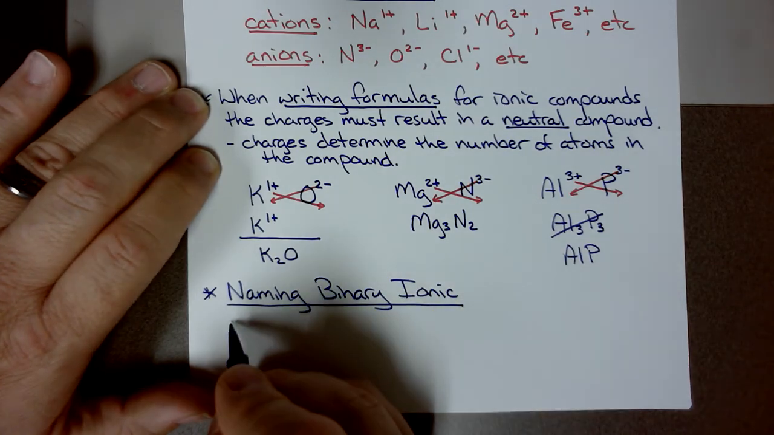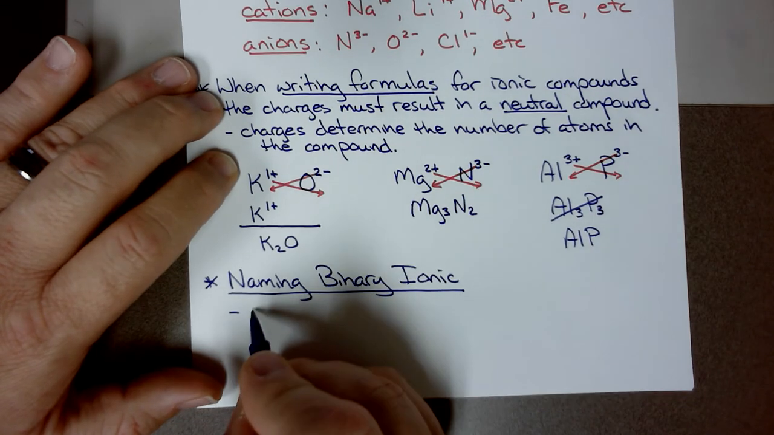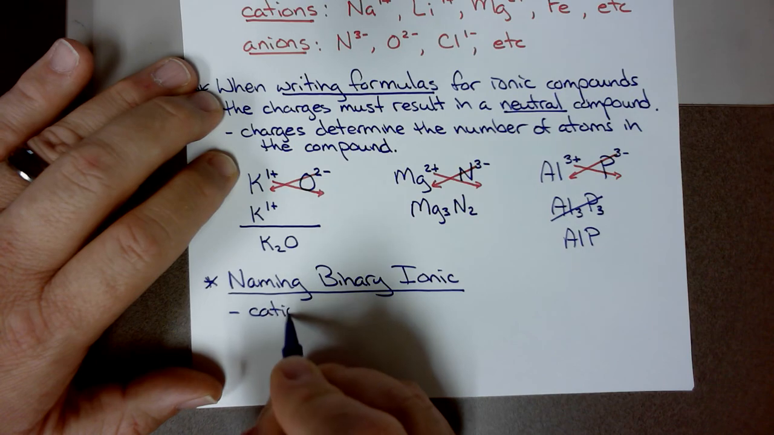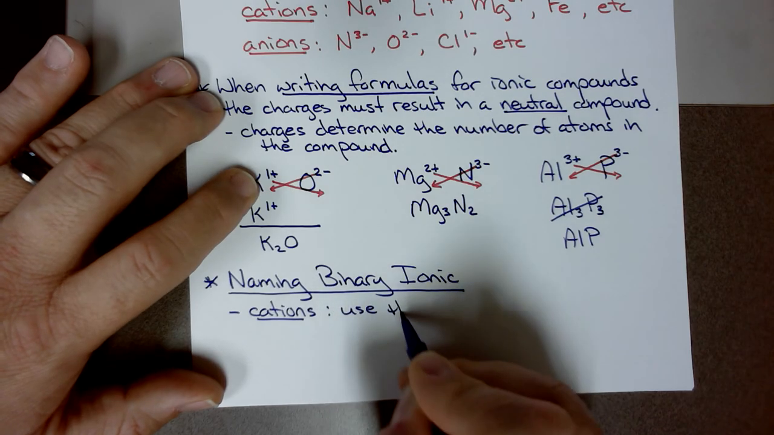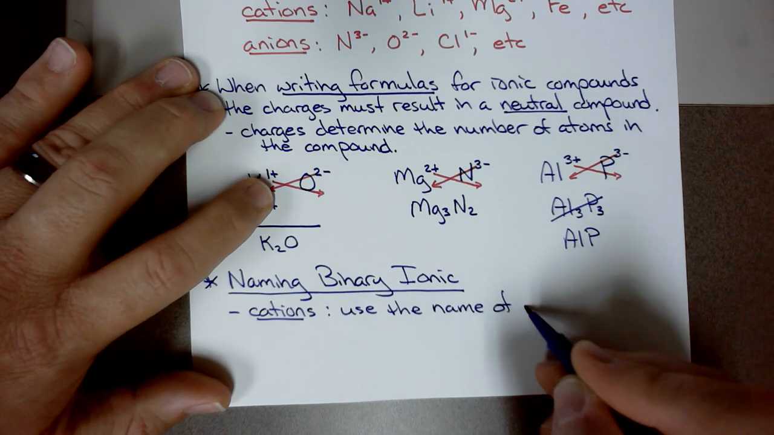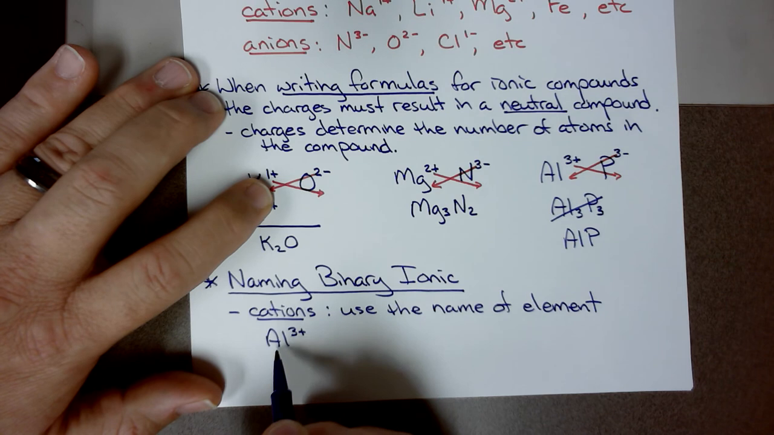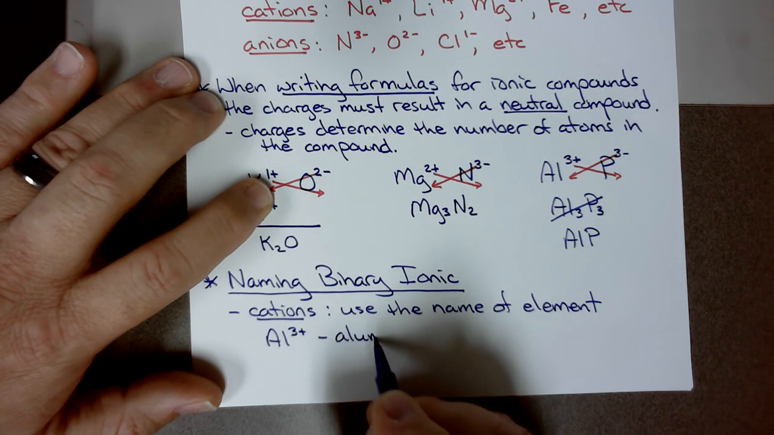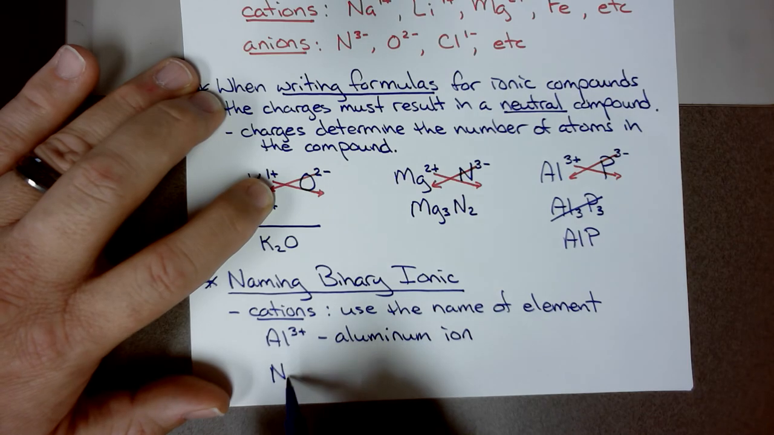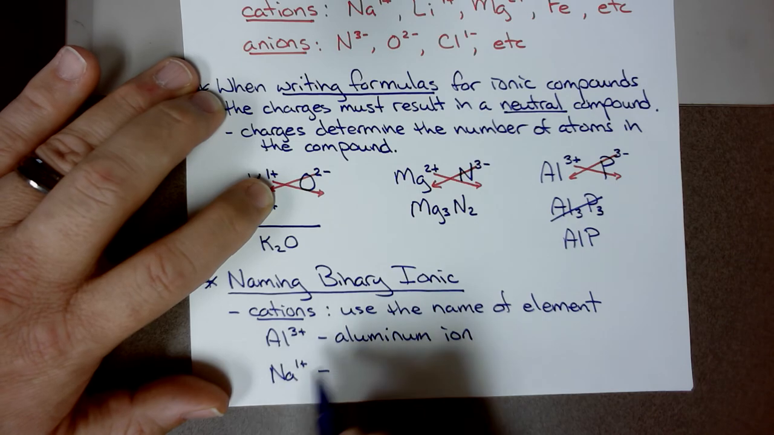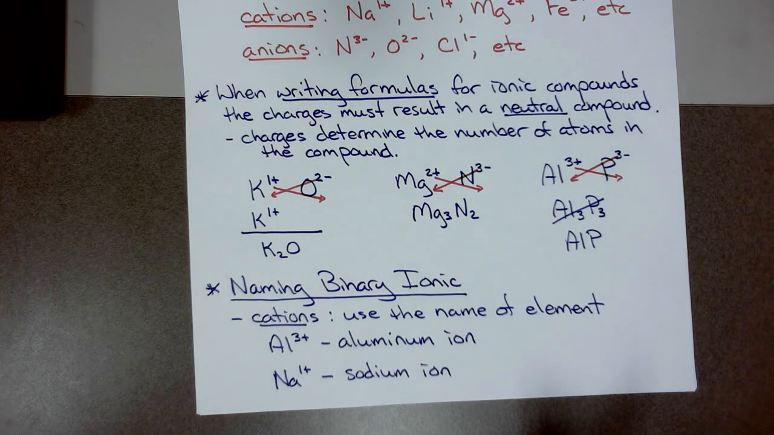So naming. First, all we need to worry about here is cations. If we look at each ion and see how the ions are named, then we just write the names of the ions. So cations use the name of the element. For example, let's say I have Al3+. That's an aluminum ion. So we just write aluminum ion. Or if I have Na1+, that is sodium, and it's an ion, so we'd write sodium ion. So you just use the name of the element and write ion if it's an ion.